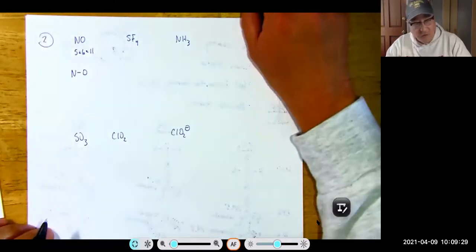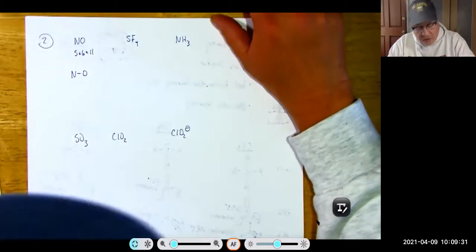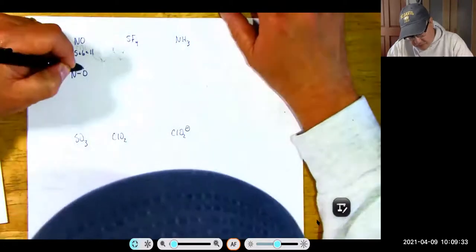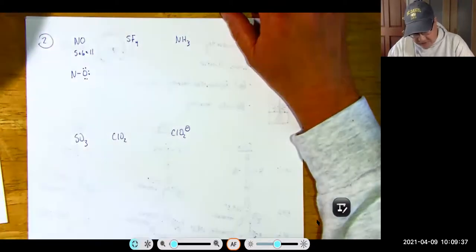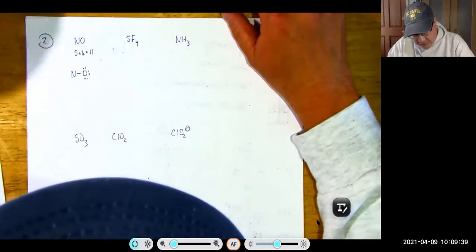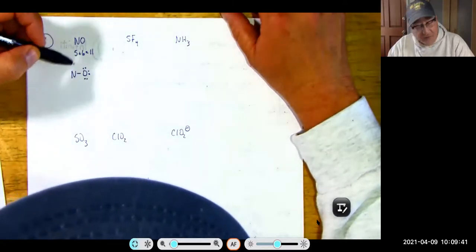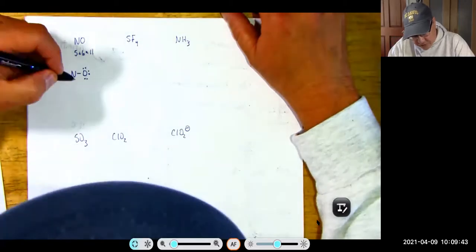Of course, they're bonded together with a single bond to start with. We put electrons around the oxygen first because it's more electronegative. And here we've used 8 electrons. So now we're going to put the other 3 on nitrogen. So 1, 2, 3.